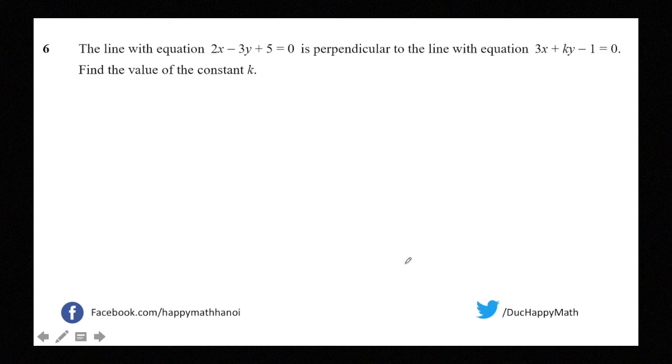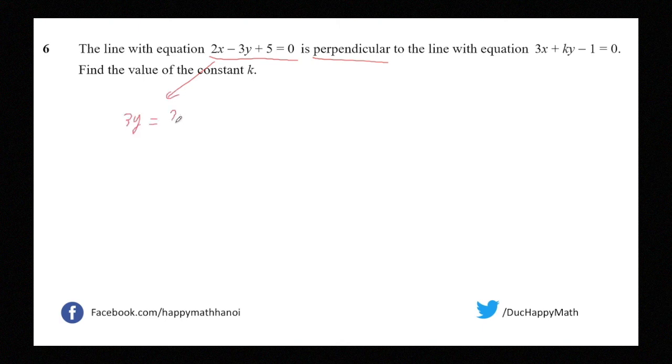Question 6. The line with the equation is perpendicular to the line with the equation. So find the value of the constant k. These two lines are perpendicular to each other. This means the product of their gradients equals minus 1. So first, I want to find the gradient of this line.